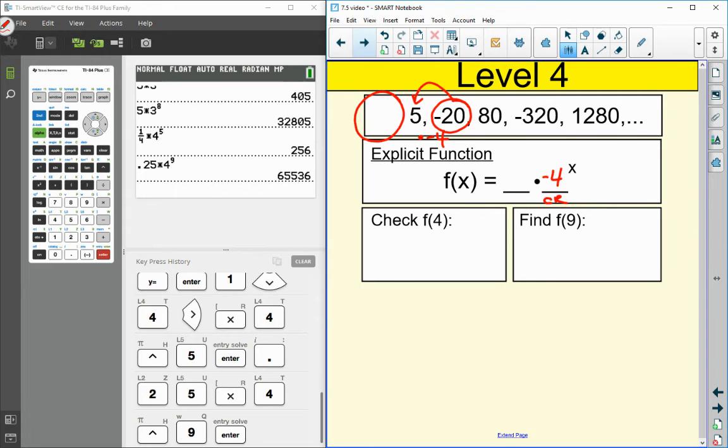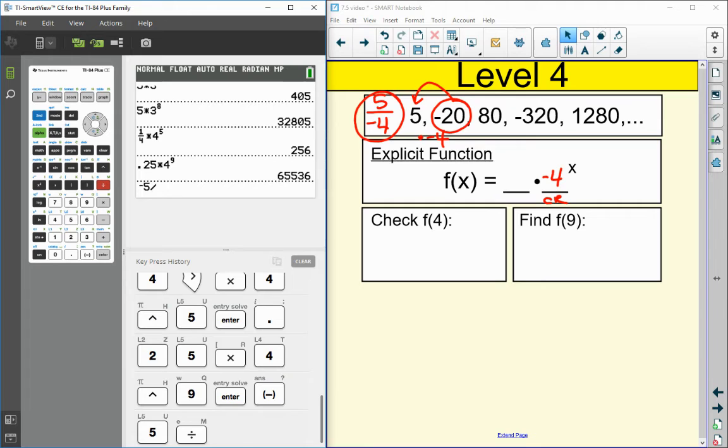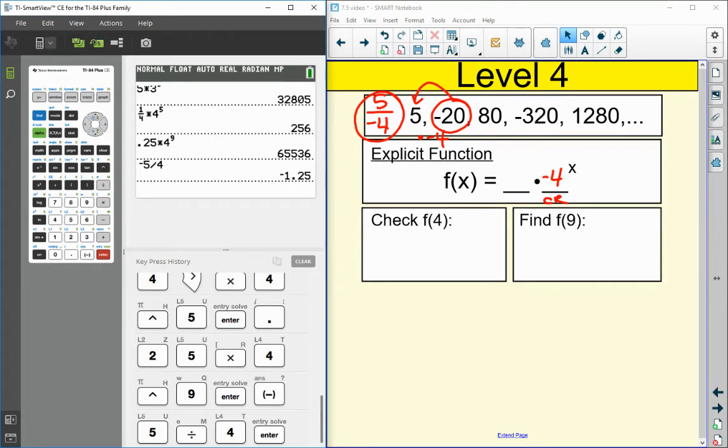To get my 0 term, I'm going to take 5 and I'm going to divide it by -4. You can type that in your calculator to see if it gives you a whole number. Hopefully you realize without actually typing that in that you're not going to get one, but just for kicks and giggles, there we go. It gives you a decimal. I do not want a decimal in the formula, so we're going to leave it as -5/4.